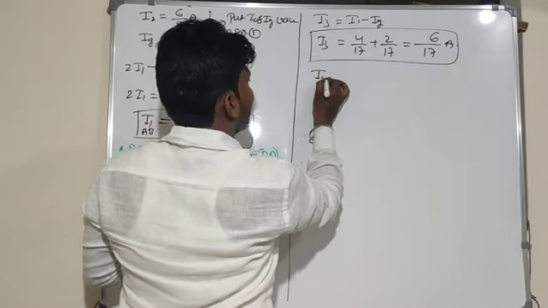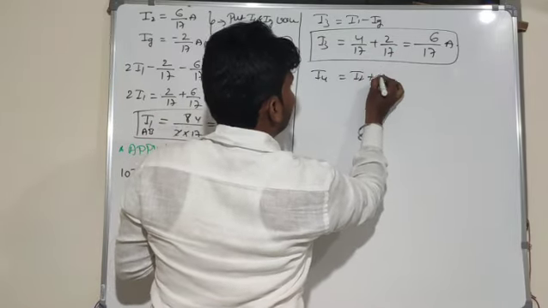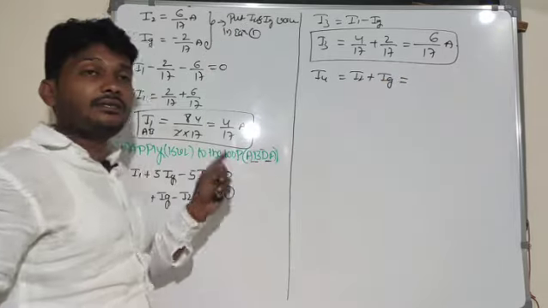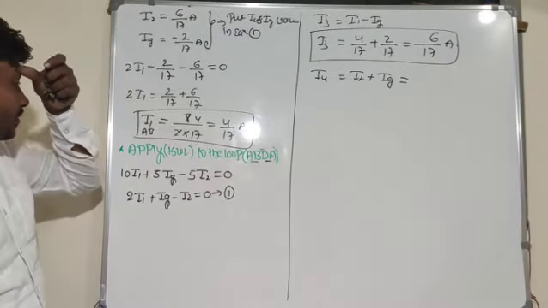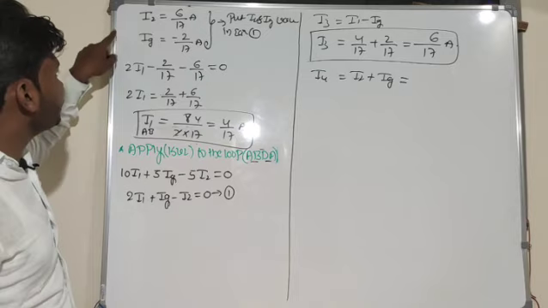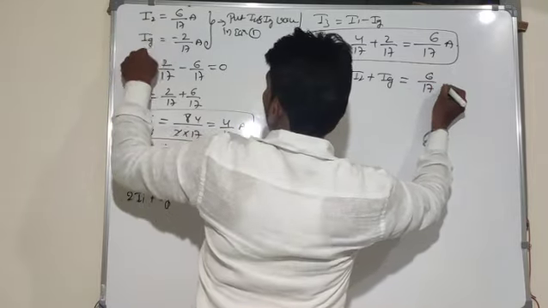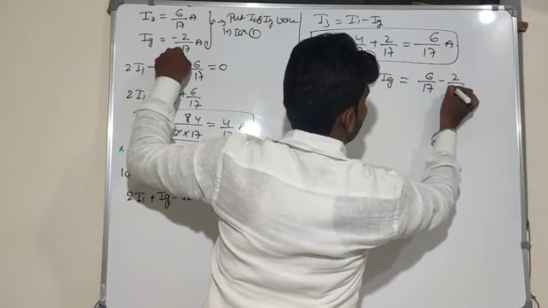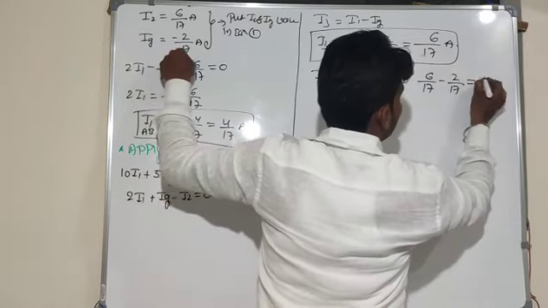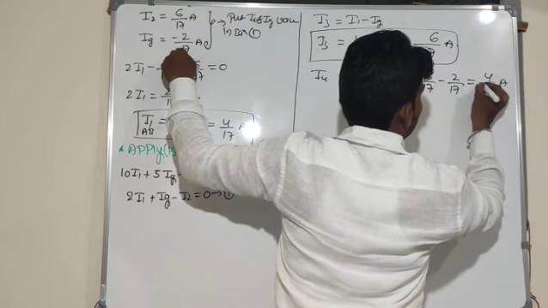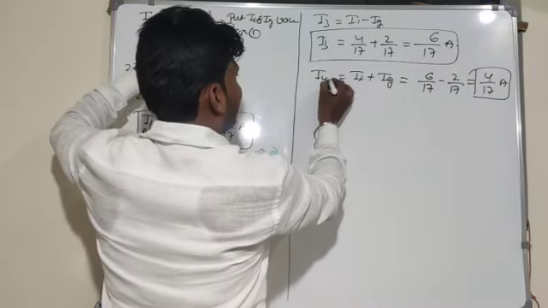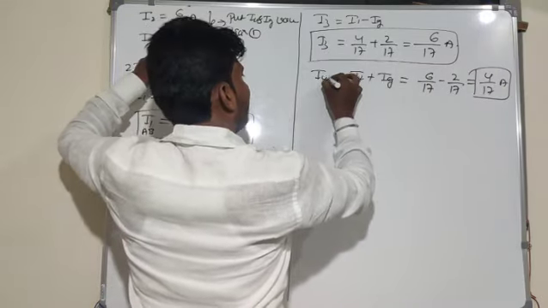Now I4 value. I4 value is what? I2 plus Ig. I2 value is 6 by 17. Ig value is minus 2 by 17. So that is 4 by 17 ampere. I got that. I4 means between D to C.